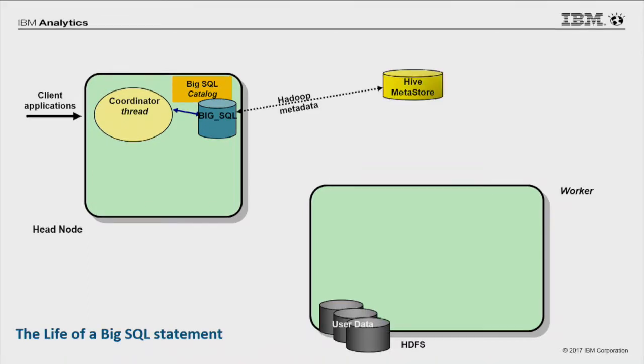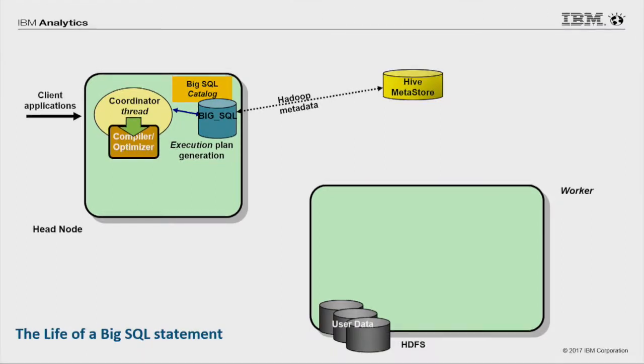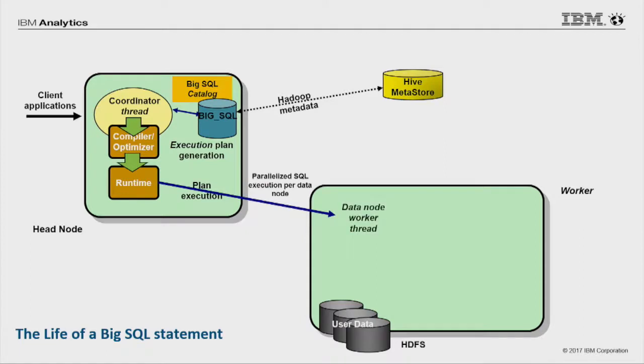We may have to go to the Hive metastore as well, and that may happen. And then we move into the phase of building that query execution plan. So we go through the compilation and optimization phases I described. Then we go into the runtime engine for query execution. And then at that point, we build this distributed query plan. We know what nodes we need to go after, and we send that work over to the worker node.